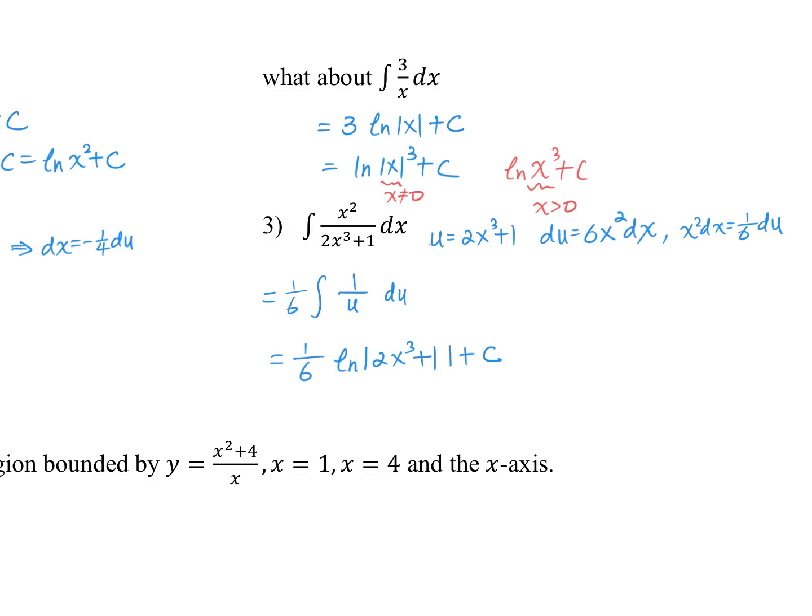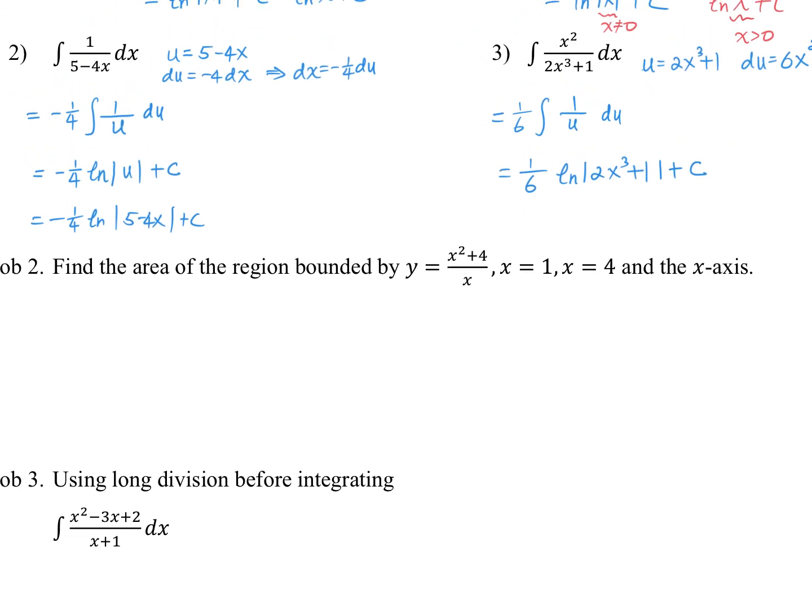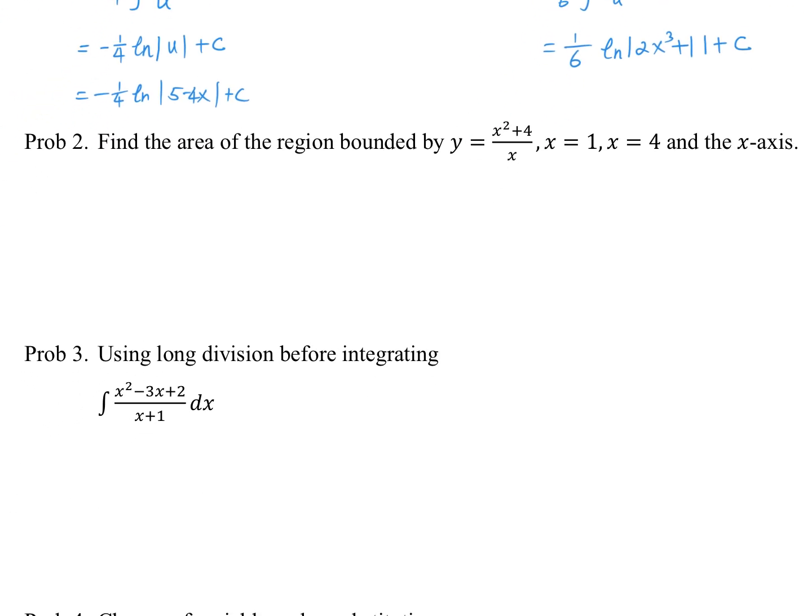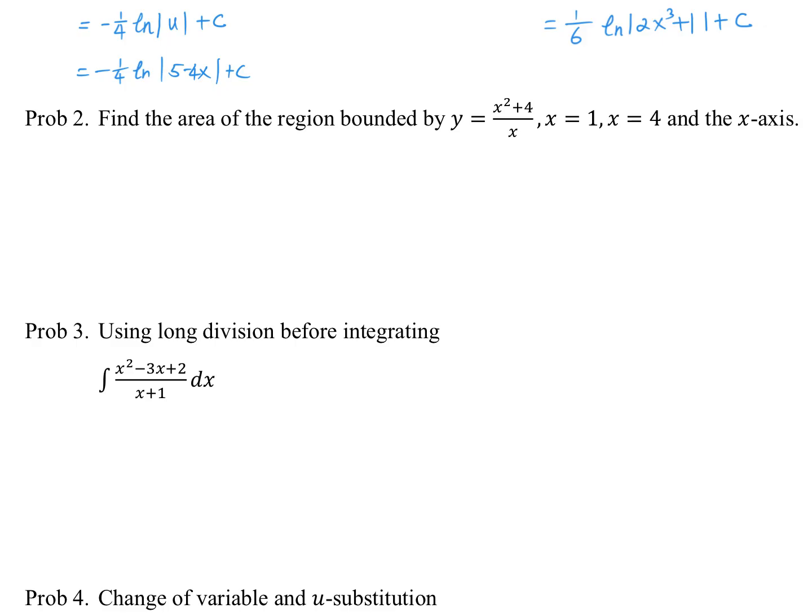Now let's move on to the next problem. This time, let's take a look at one application. In this case, you are given a function, x squared plus 4 divided by x. We want to find the area of the region bounded by this function from 1 to 4. So the area is equal to, from 1 to 4, we integrate x squared plus 4 over x.